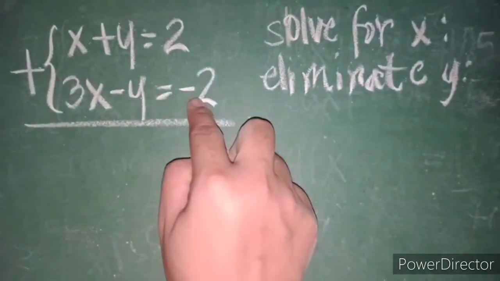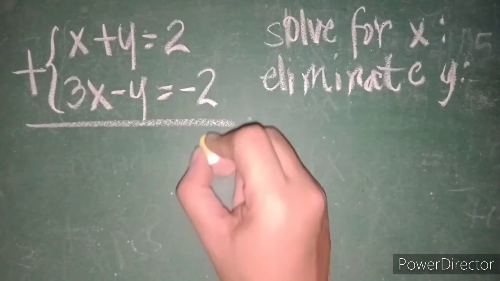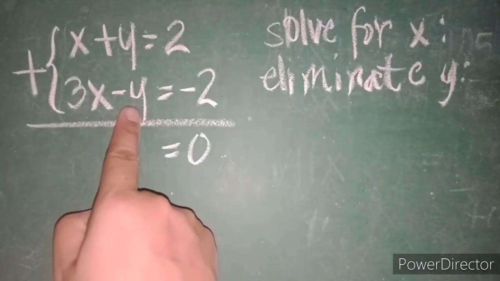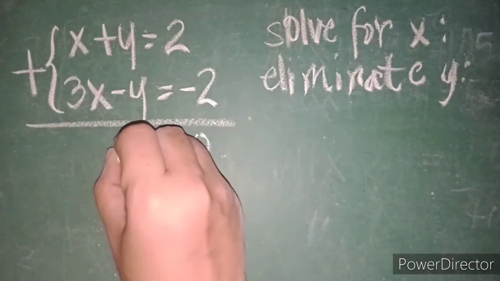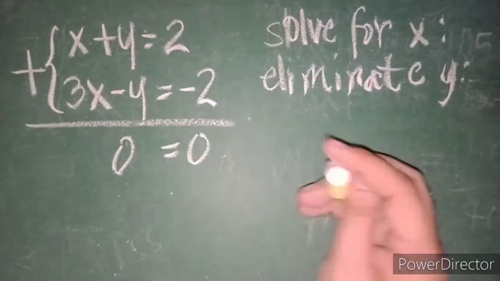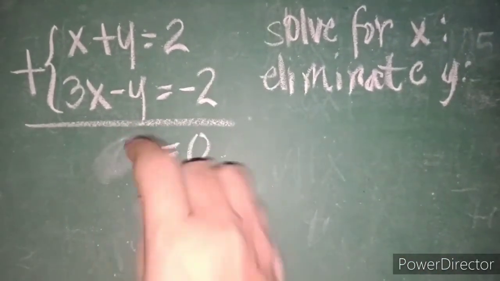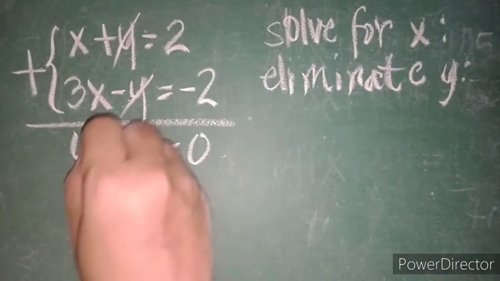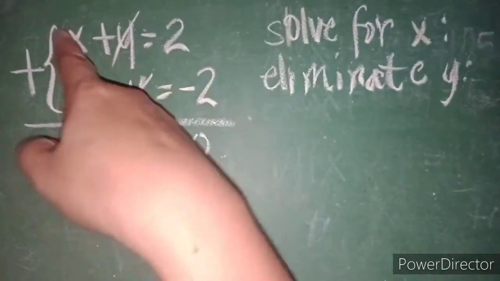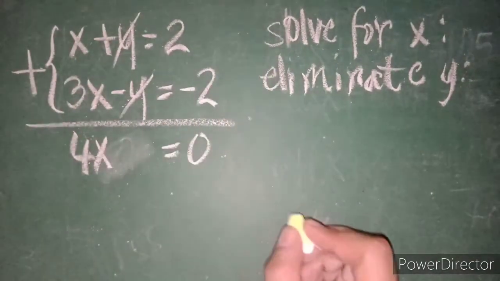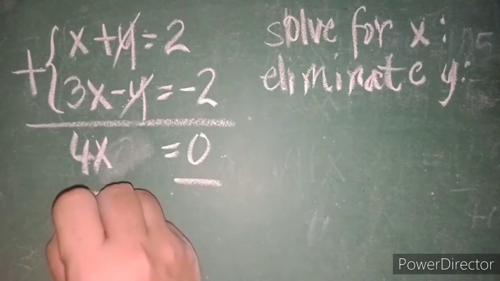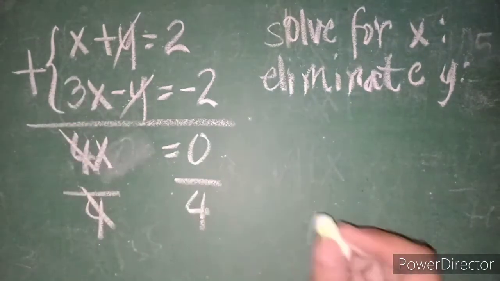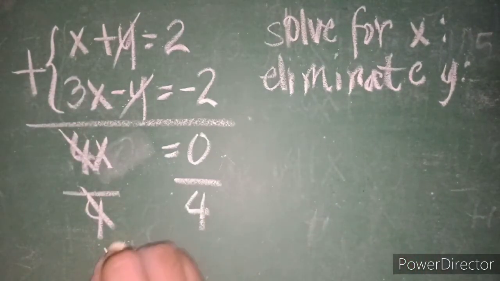Okay, so ang gagawin ko is i-add ko yung dalawang equation para ma-eliminate yung y. So, 2 plus negative 2 is 0. And then, positive y plus negative y, okay? So, different sign, then subtract. So, y minus y is 0. Or, ika-cancel na lang natin yung y. And then, x plus 3x is 4x. Then, 4x equals 0. Para ma-solve natin yung x, i-divide natin siya both sides by 4. So 4x divided by 4 is x, or cancel 4. And then, 0 divided by 4.